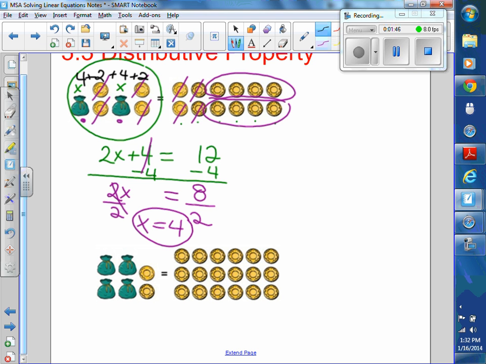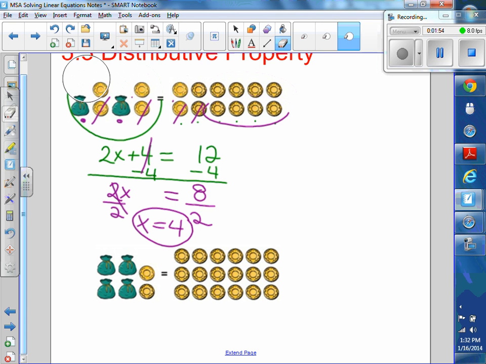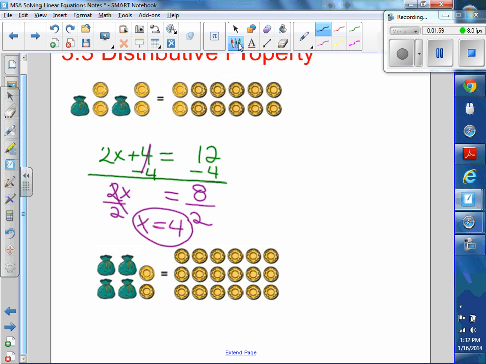Everybody's good with that? So this is what's different. Another way to look at this. Sometimes having more than one way to solve a problem is handy. So do you see that this group is the exact same thing as this group?